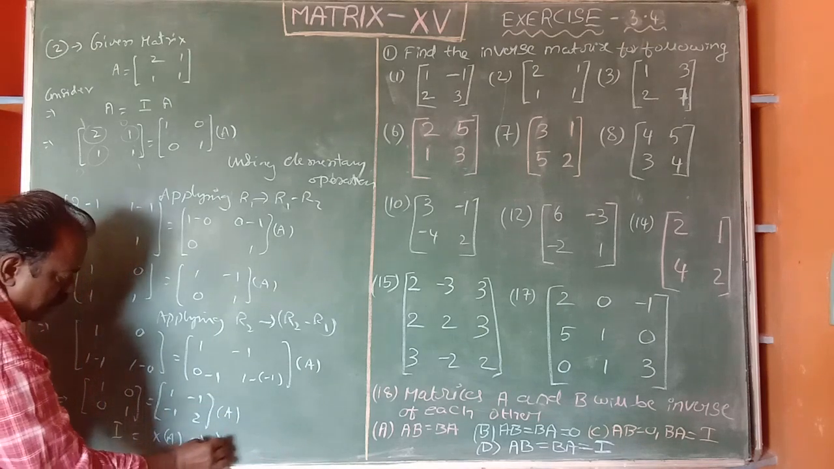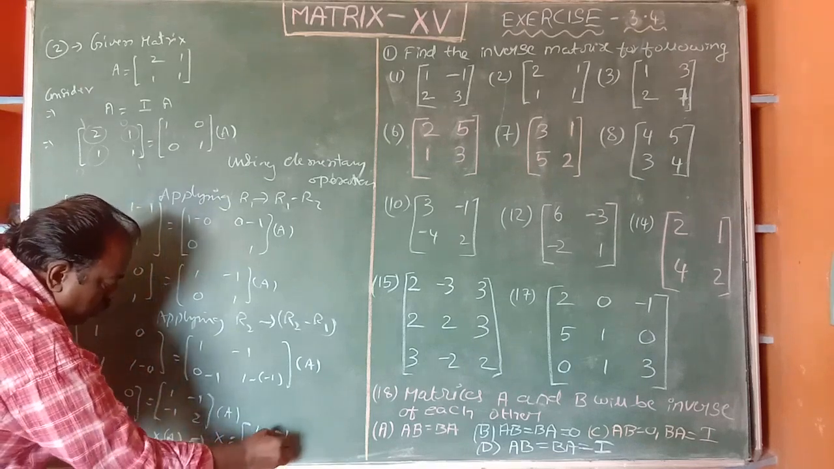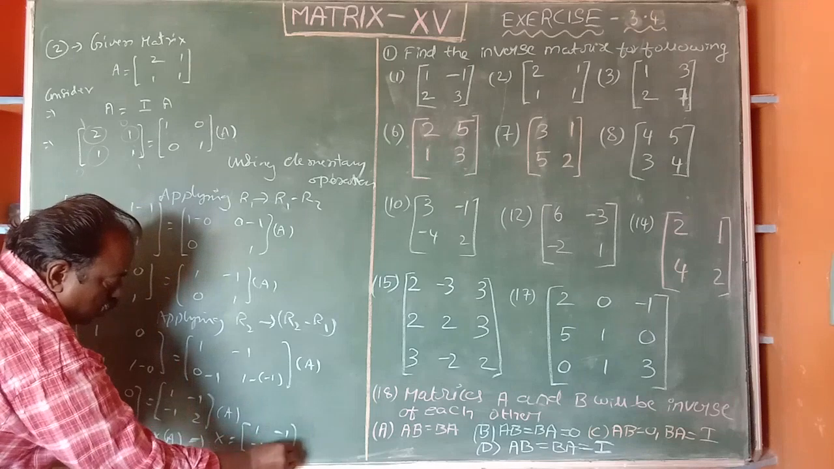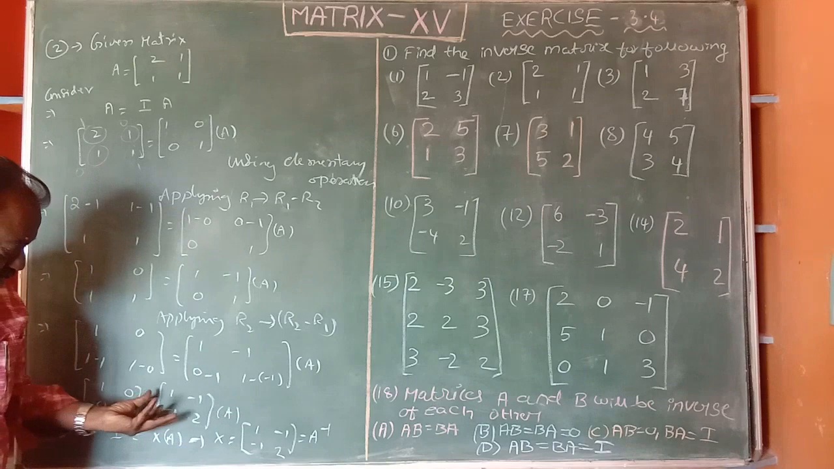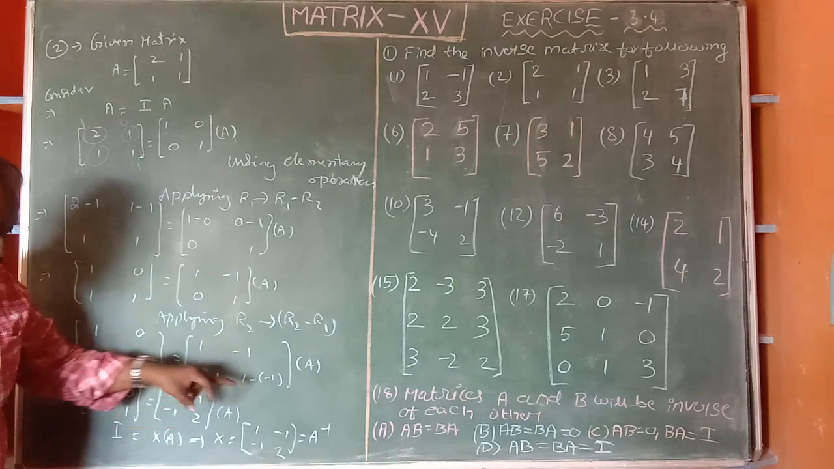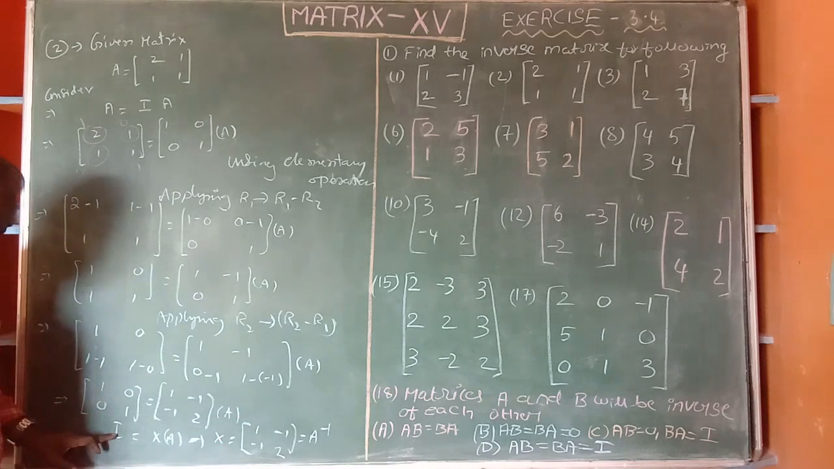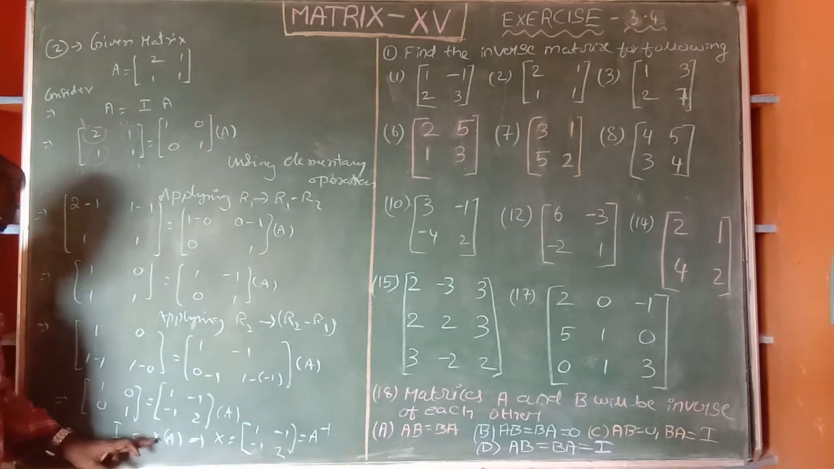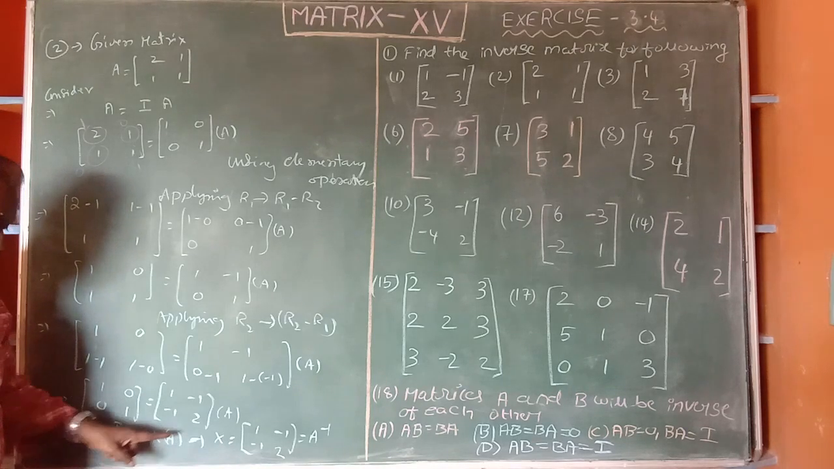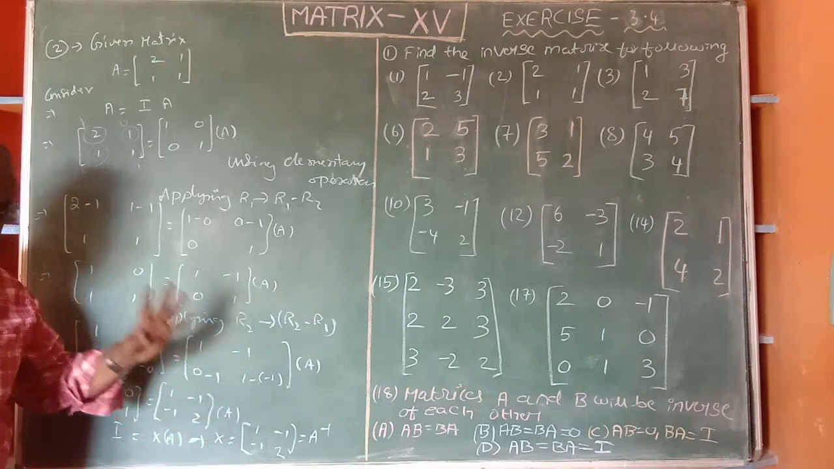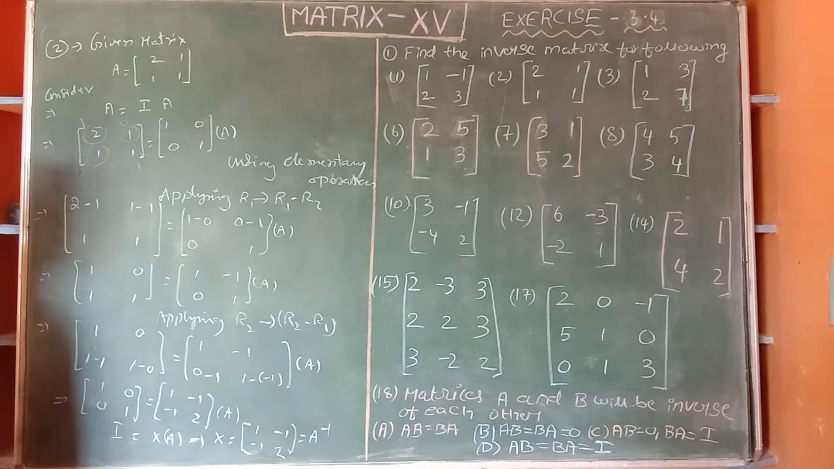That implies X. What is X here? X is nothing but 1, minus 1, minus 1, 2, which is A inverse. Automatically that X is A inverse, the inverse of A. Why? Because X into A is I, and A into X is I. So here this X is 1, minus 1, minus 1 and 2. Like that we have to put it.